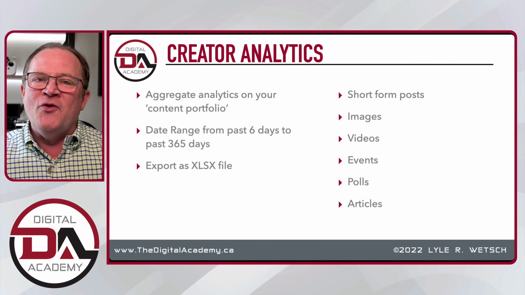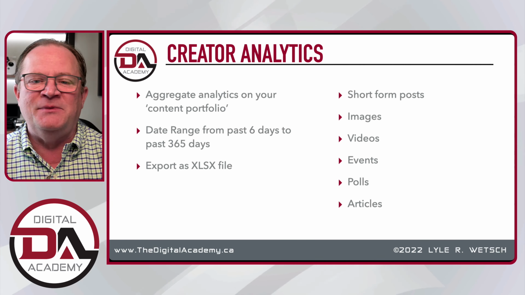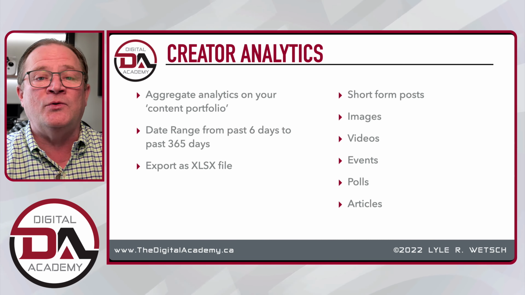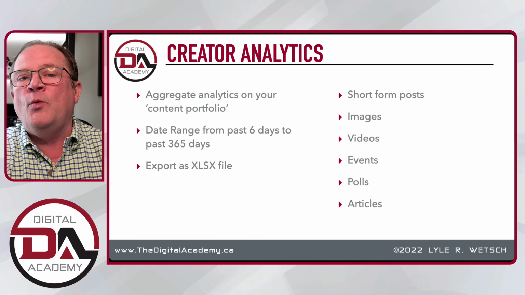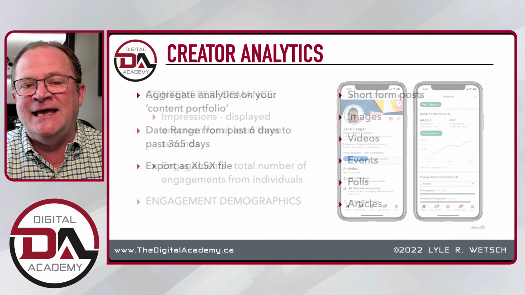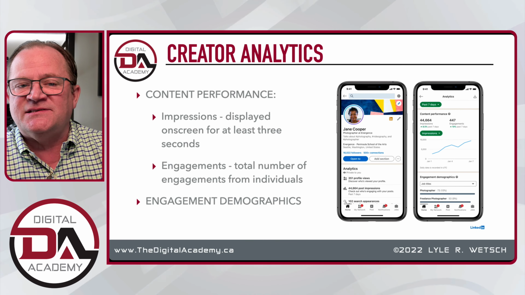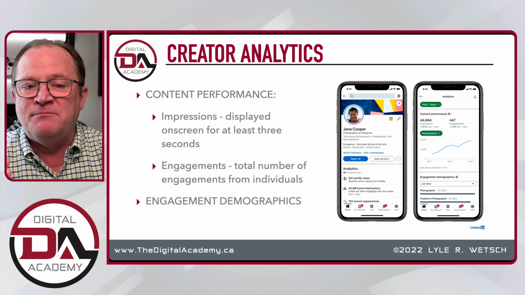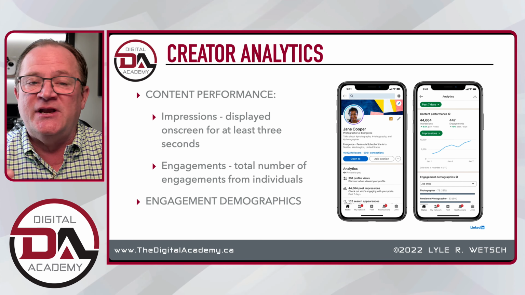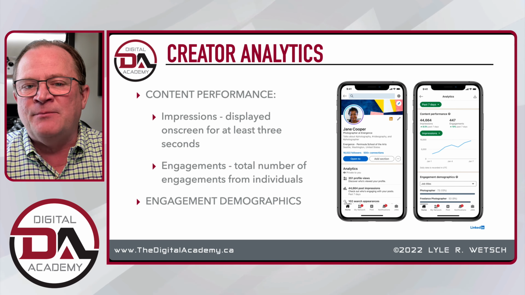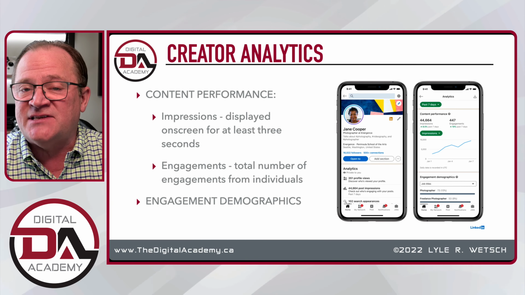So this is where any of the content that you're putting out there, your short form posts, your images, your videos, your events, your polls, your articles, all of this information is going to be contained within your Creator Analytics in aggregate format. So the big advantage of this is it's going to tell you how your content performed. So breaking it down into your impressions and your engagements, it considers an impression to be anything that was displayed on screen for at least 3 seconds.